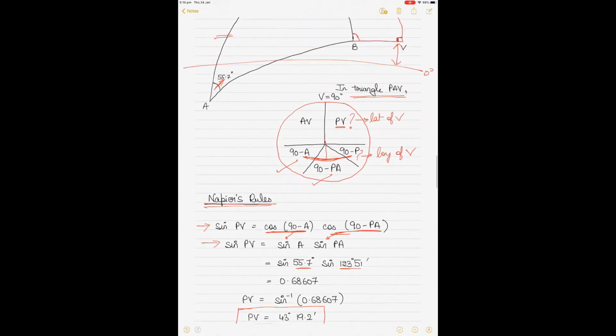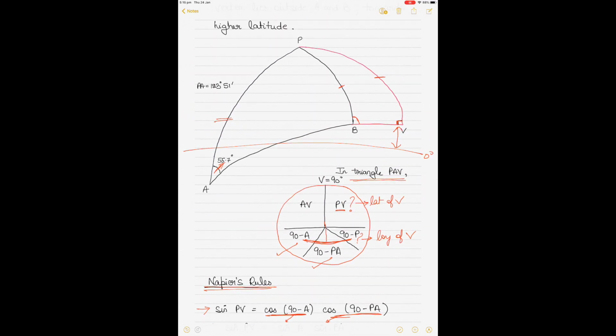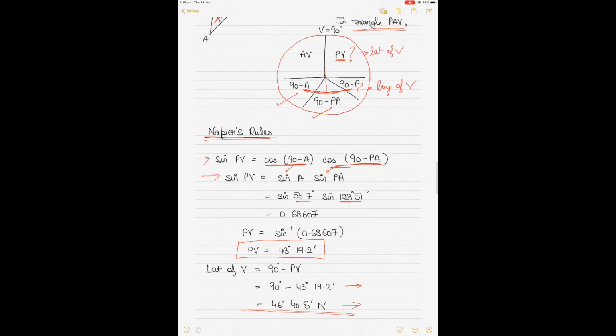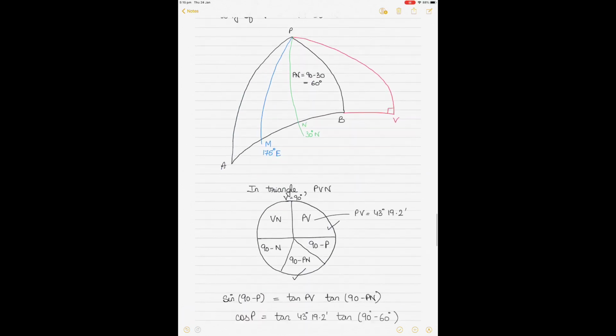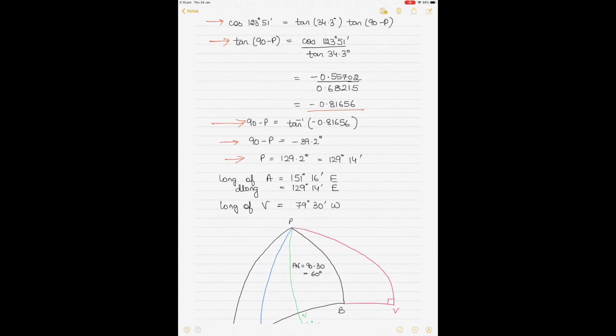Coming back here, you know that P in this case, in the big triangle PAV, angle P becomes the D long. So remember, in the first step we calculated D long between A and B and we found out angle P. So in this big triangle PAV, P will give you the D long between A and B. So A's longitude you know, which is given to you in the question. What you need to find out here, so we are here somewhere, do not lose track, and longitude of A is given to you as 151 degrees 16 minutes east. D long is 129 degrees 14 minutes east.